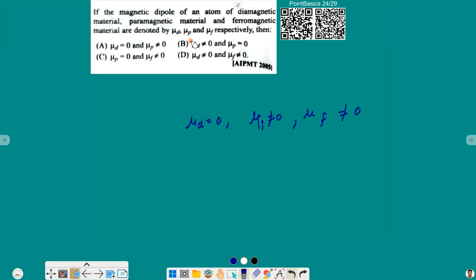Here mu d is non-zero, so B is wrong, D is wrong. Here mu f is zero, mu p is zero, mu p is non-zero, so it is also wrong. So mu d is zero and mu p non-zero. Option A fits the criteria.